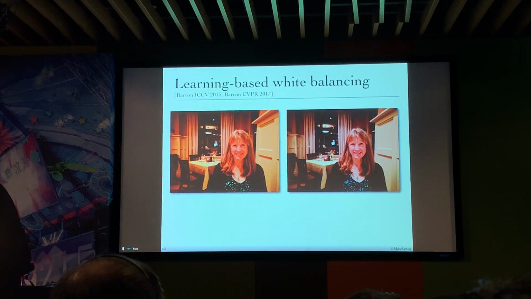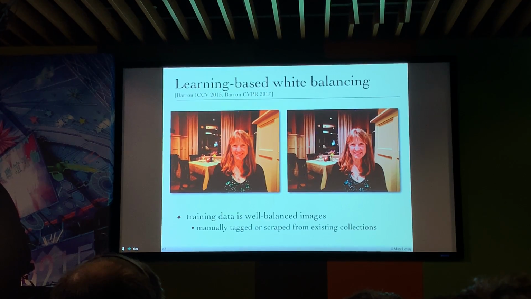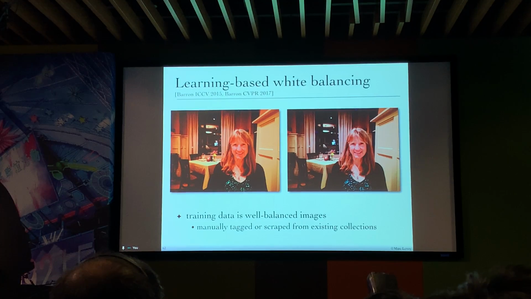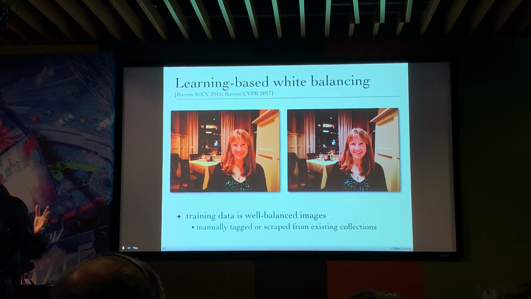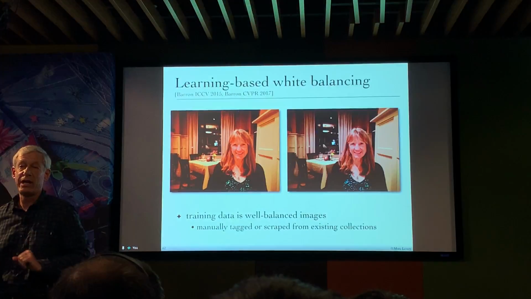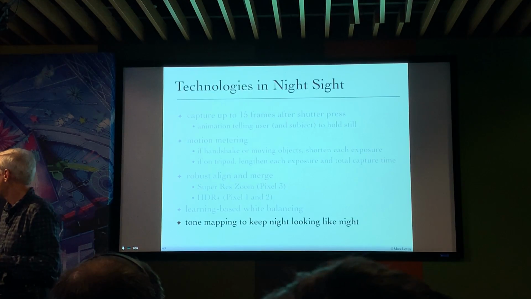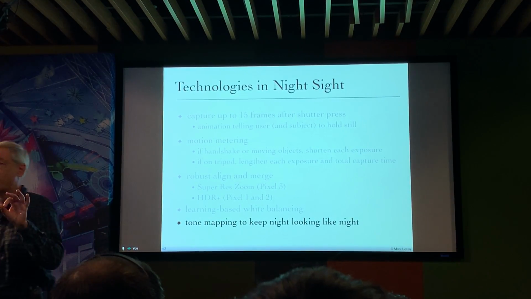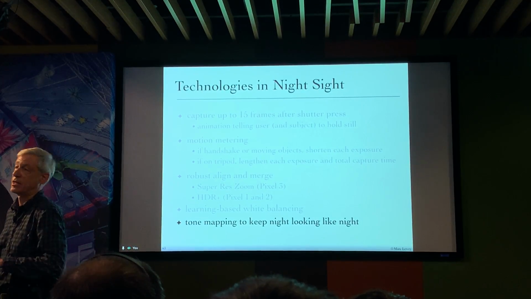So again, we have an AI, it's trained on a million examples of well-balanced images. And what it allows then is, it doesn't choose the colors of individual objects, it just helps adjust the illumination color. So the last technology is tone mapping, to make it look more like nighttime than daytime.